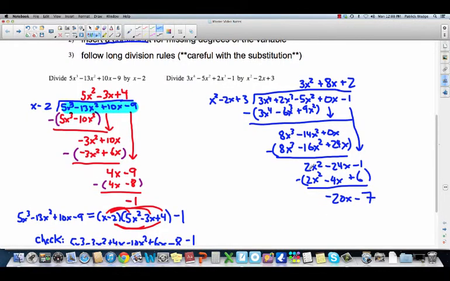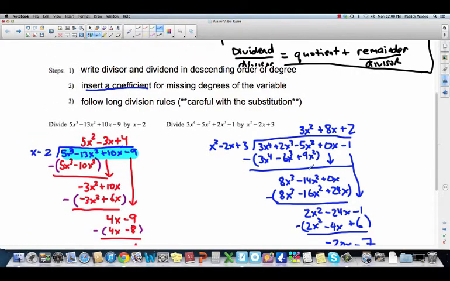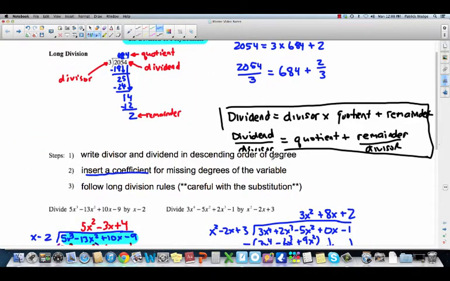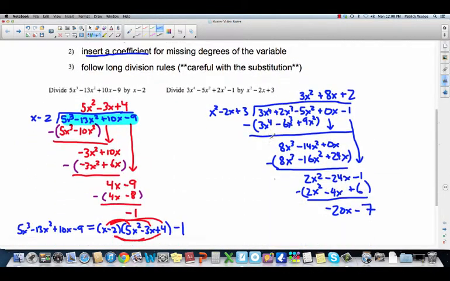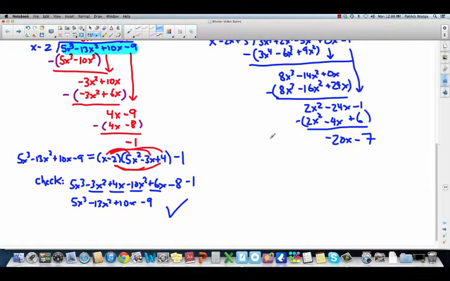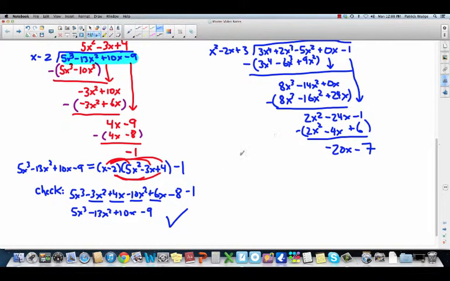Okay, so we did all that work. Now your book will want you to write it in a different way, one of these two ways. Let's write it in the second way this time. So we take the dividend, what we started with, and write that down: 3x to the 4th plus 2x cubed minus 5x squared. We don't need to put the plus 0x. I'll get rid of that.